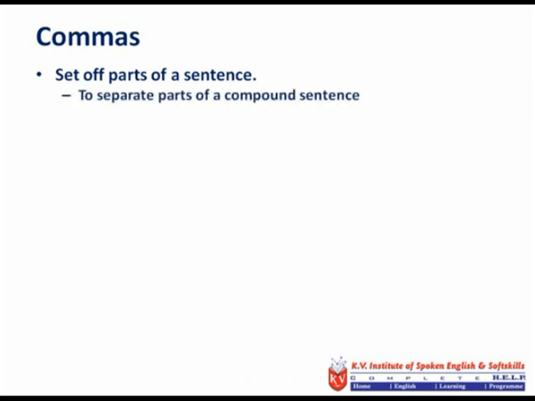Use a comma to separate parts of a compound sentence. You need to use a comma before the coordinating conjunction. For instance, the tickets were sold out, so we decided to have dinner. As there was a comma after "sold out," I had to pause over there.